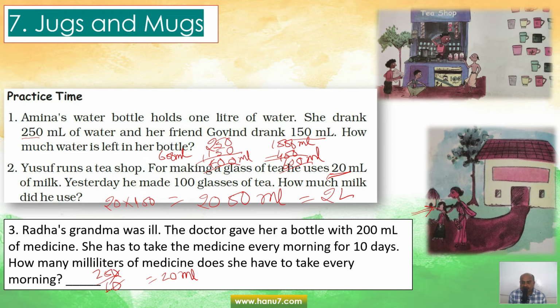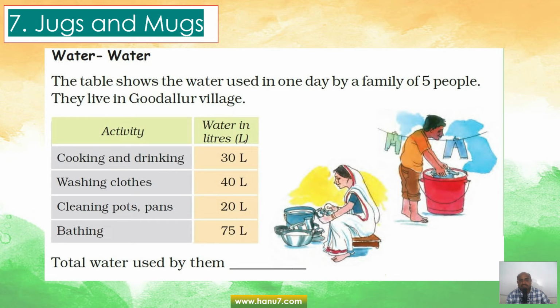So the question he can ask in another way. The doctor gave her 200 ml of medicine. He suggested to consume 20 ml every morning. How much medicine she will take for the next 10 days? Okay, so then the answer will be 200 ml. Okay, the full, complete capacity of the bottle. So that is about the practice time.